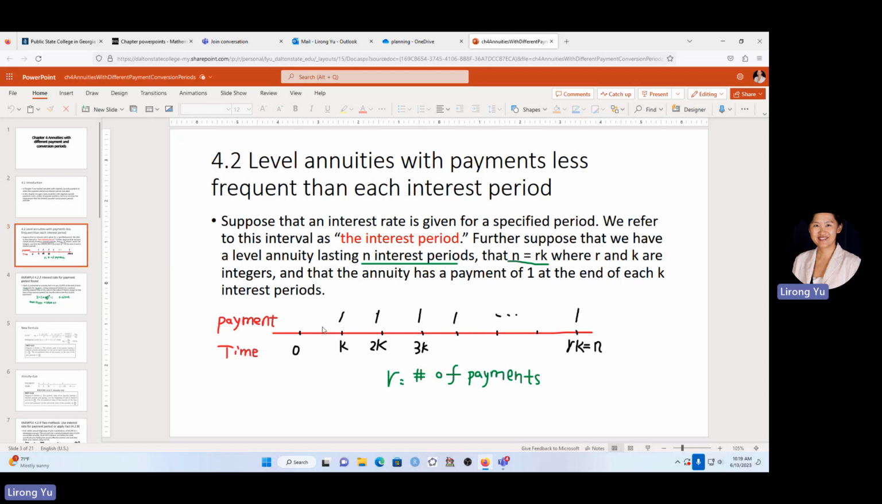So at time K, you make payment of $1. At time 2K, another $1. Time 3K, another $1. So overall, in the time from 0 to N, we're making R dollars total payment, but they're being paid at different times. So that means the final total is less than R dollars, because some of the money has to be discounted if you have the payment before the time N. We're talking about time N value.